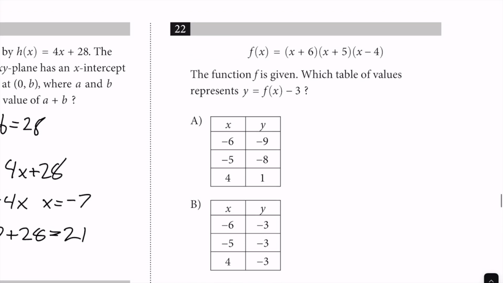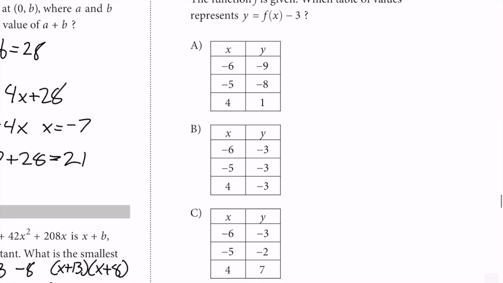All right, question 22. F of x equals x plus 6 times x plus 5 times x minus 4. The function f is given. Which tables of values represents y equals f of x minus 3? So one easy way to do this is to plug in 4, because we know when we plug in 4, this term will become 0, and because we're multiplying, when one term is 0, everything will be 0, because anything times 0 is 0. And we're looking for f of x minus 3, so we should get 0 minus 3 or negative 3 when we plug in 4.